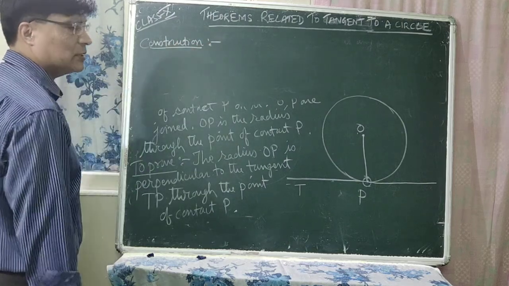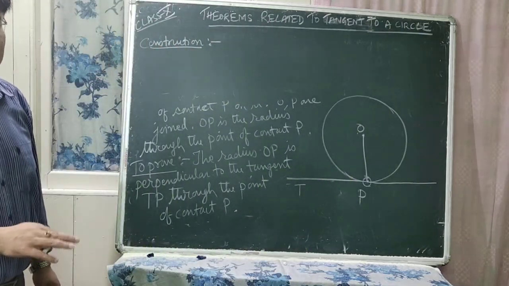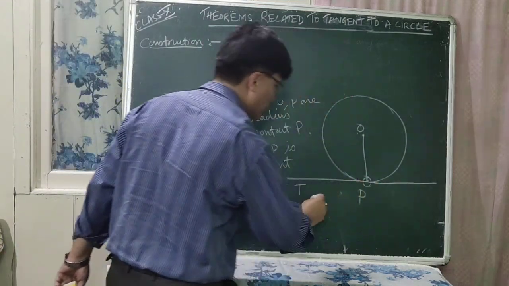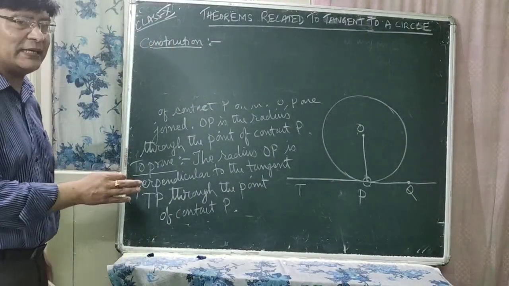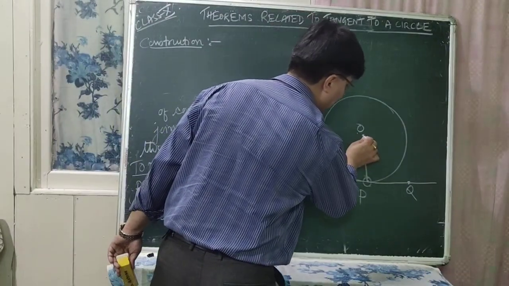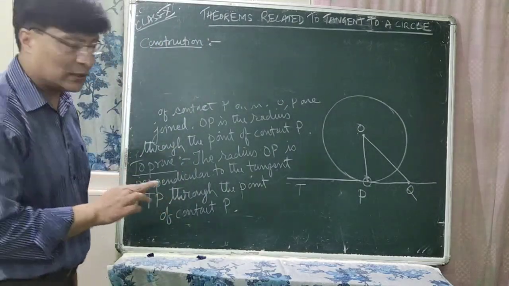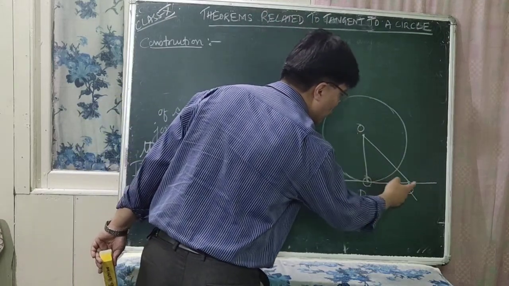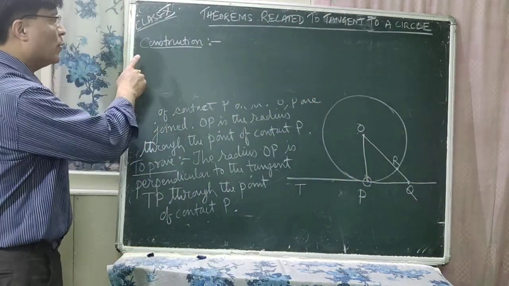Now the construction is: any point Q is taken on the tangent TP other than P. Then O and Q are joined. Let us assume that this straight line OQ intersects the circle at the point R. So now we will write here.